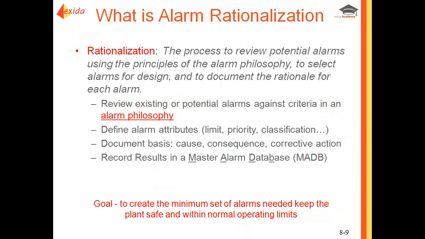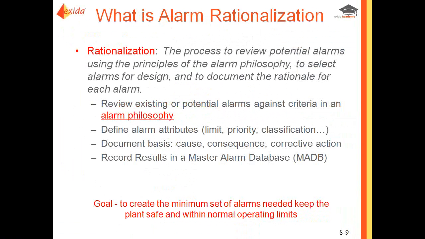Depending upon whether you're working with a green field, a new plant, or a brown field where you have an existing running control system, the idea is that you'll review your potential or existing alarms to determine whether they're valid. You're going to judge them against the criteria that you establish in an alarm philosophy document. That would include things like that definition of the alarm that we just saw. We want to make sure, again, that every alarm in the system meets that definition.